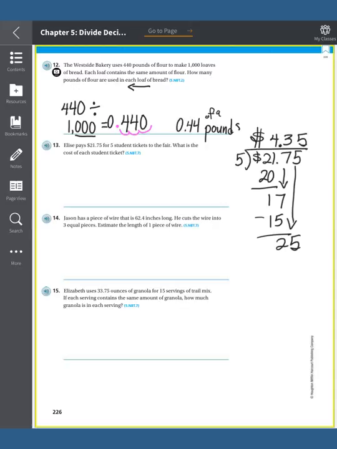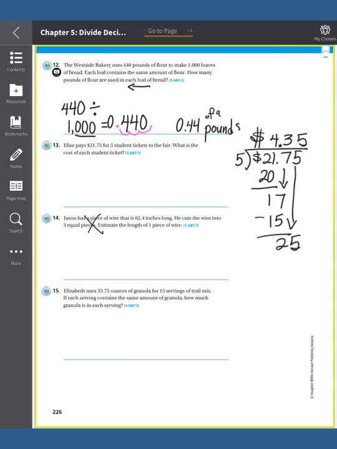Okay, next problem. Jason has a piece of wire that is 62 and 4/10 of an inch long. He cuts the wire into 3 equal pieces. Estimate the length of one piece of wire. We are going to skip the estimating problem.